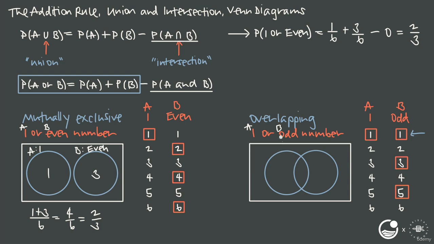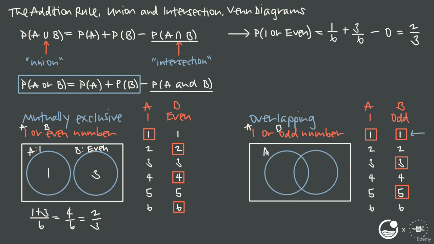Our events are overlapping. There is some probability, of course, that we could roll a 1 and an odd number, because 1 itself is an odd number. When we have overlapping probability like this, when we have overlap in our table, when our intersectional probability is non-zero, then in our Venn diagram, we have overlapping circles. And this overlapping portion in the center here, the overlapping part of the circles, represents that overlap.